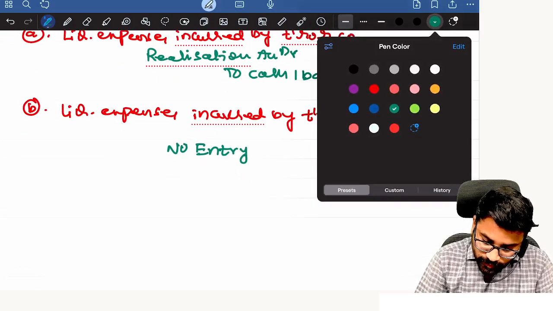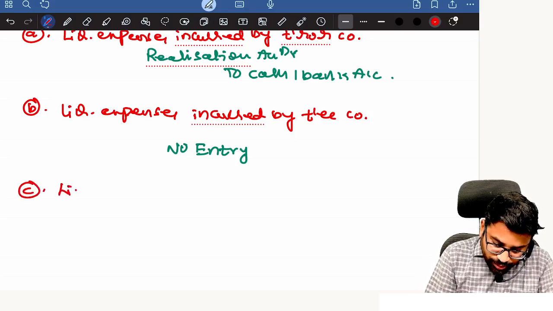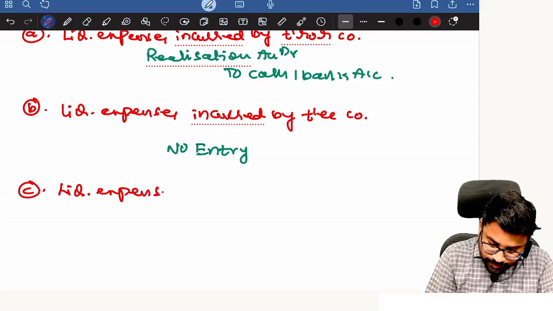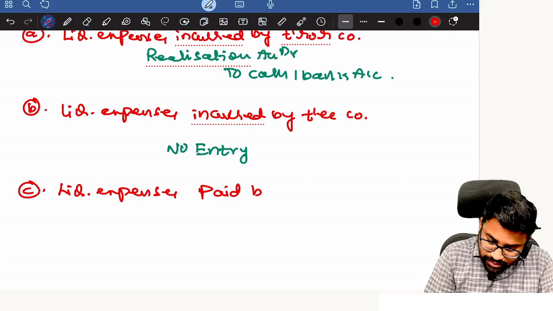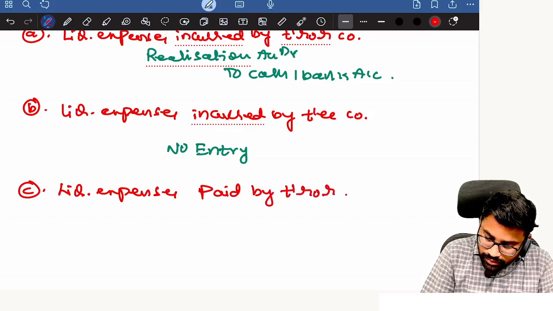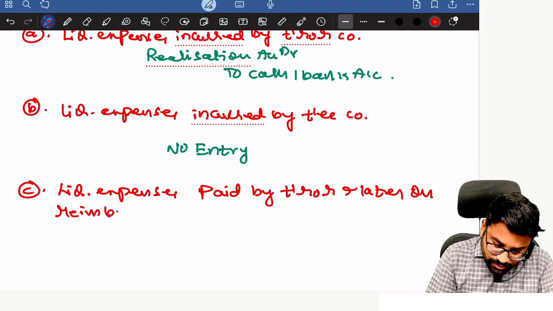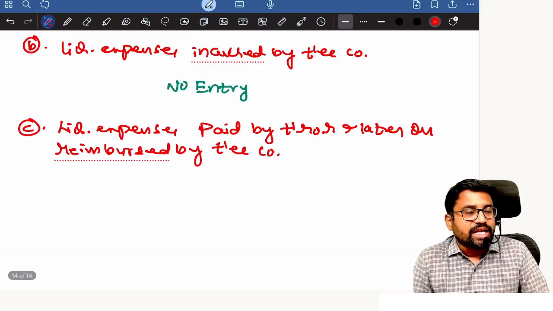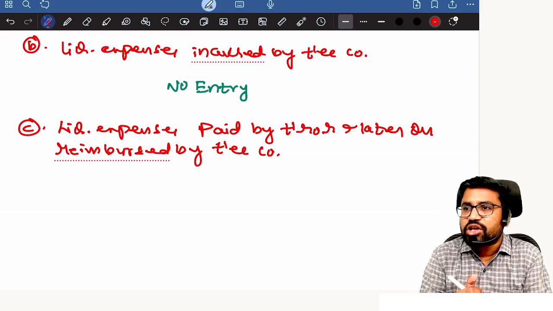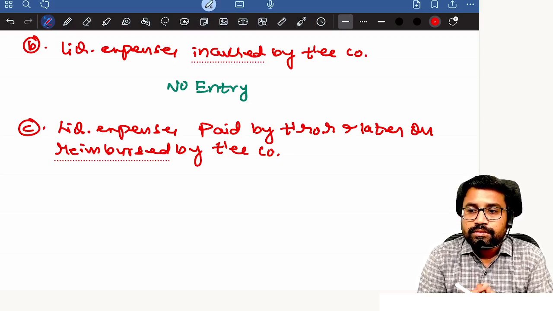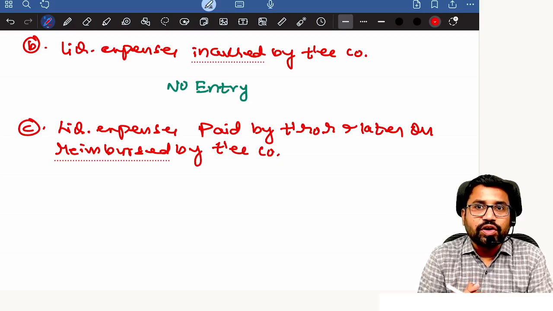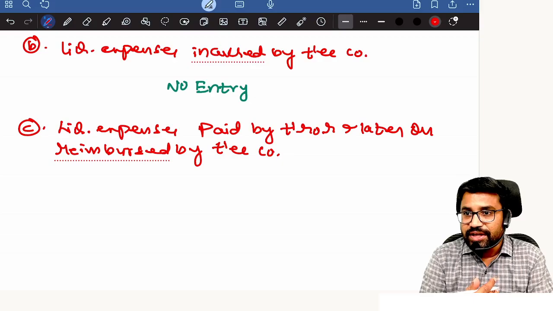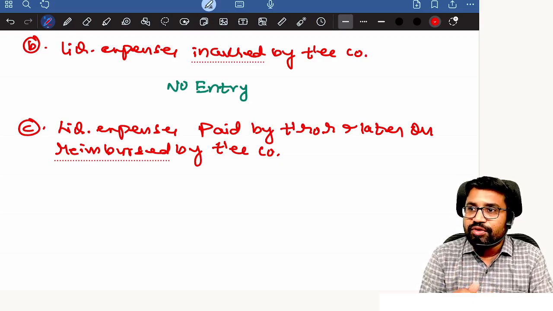And third situation, liquidation expenses paid by transferor and later on reimbursed by transferee company. Sir, liquidation expenses actually paid by transferor, later on reimbursed by transferee company. This is also possible, sir. Actually, who incurs? Transferor. But who actually pays? Transferee. That means it is like first you incur, we will pay.